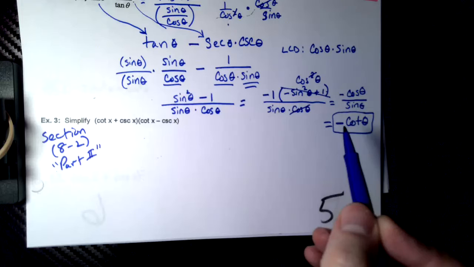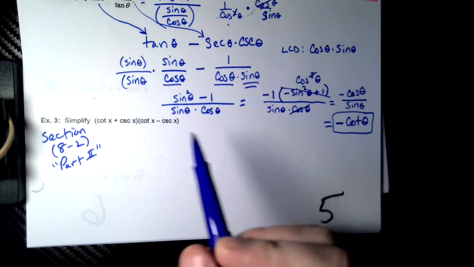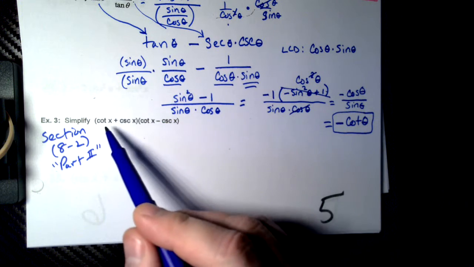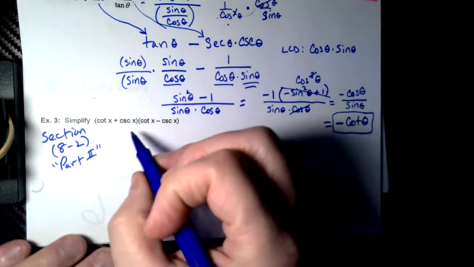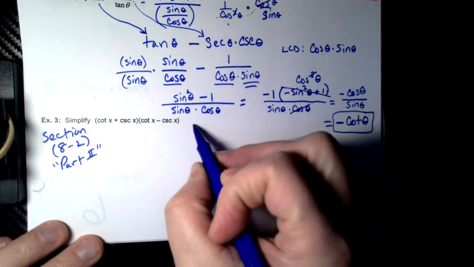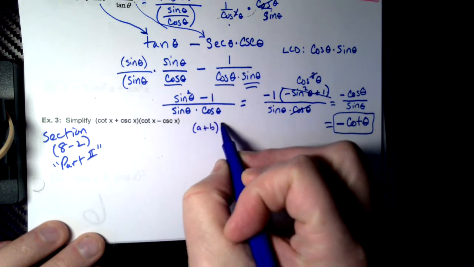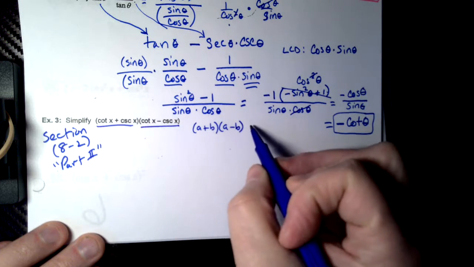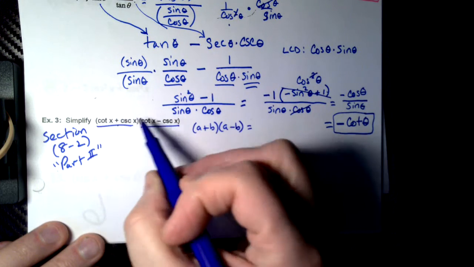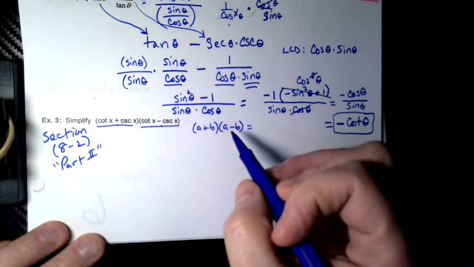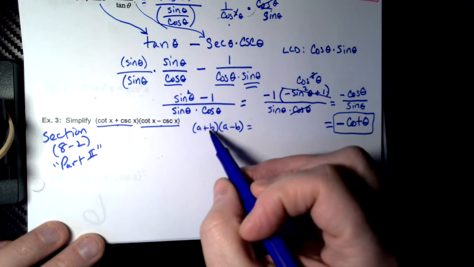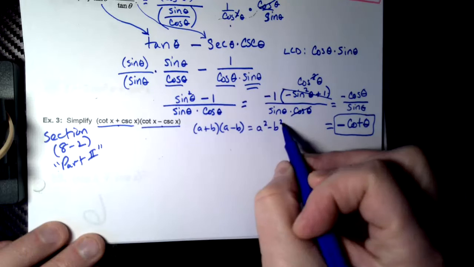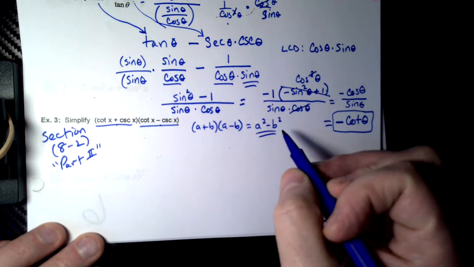Simplify it, try to get it down to a really simple type of trig function at the very end of this thing. I got nothing but cotangents and cosecants, but what you should notice more than anything is that it follows the pattern of a plus b times a minus b. These two parentheses look almost the same, except one's a plus in between, one's a minus in between. When you multiply two binomials like that, you get what's known as a difference of squares pattern, very popular.